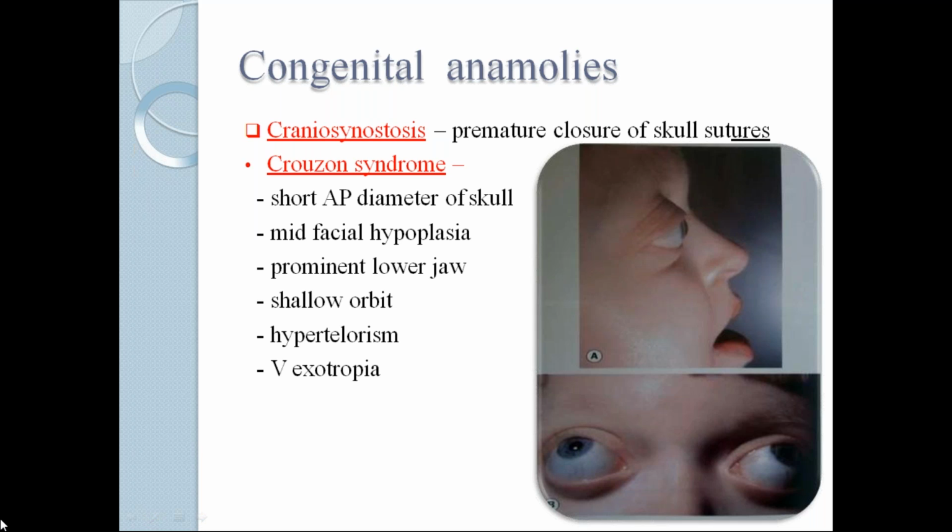Coming to the congenital anomaly, that is craniosynostosis, there is premature closure of the skull sutures. The first one is Crouzon syndrome. It has a short anteroposterior diameter of the skull, mid-facial hypoplasia, prominent lower jaw, shallow orbit, hypertelorism, and V-pattern exotropia. So this is Crouzon syndrome. Here you can see in the pictures the V-pattern exotropia.